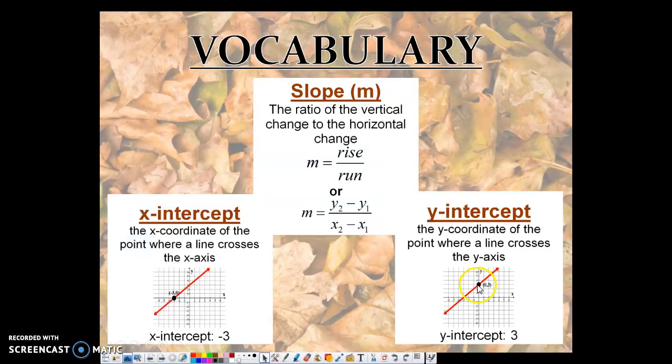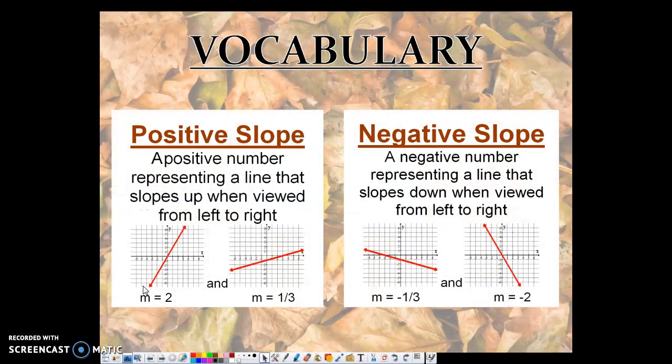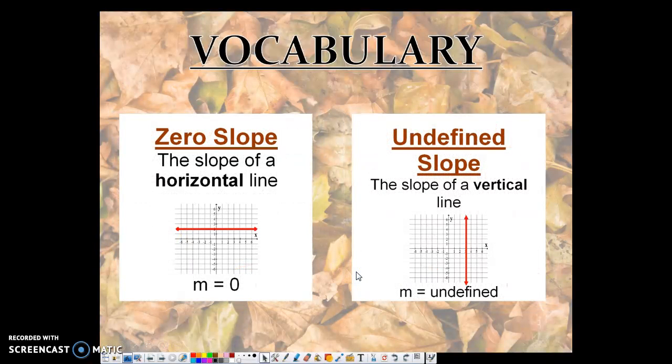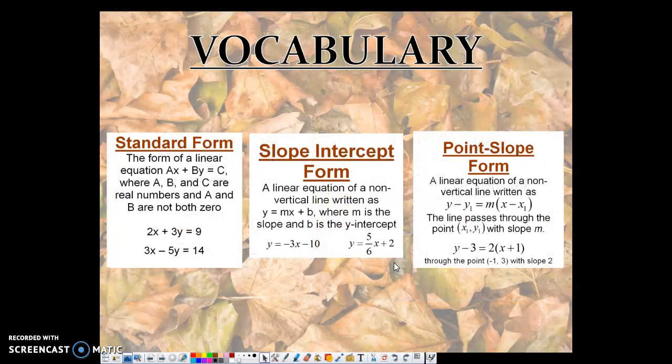Y-intercept is where the line crosses through the y-axis. The x-intercept is where the line crosses through the x-axis. Positive slope, when you're reading it like a book, it's going up, okay? Negative slope, when you're reading like a book, it's going down. A horizontal slope is always 0. A vertical slope is always undefined.